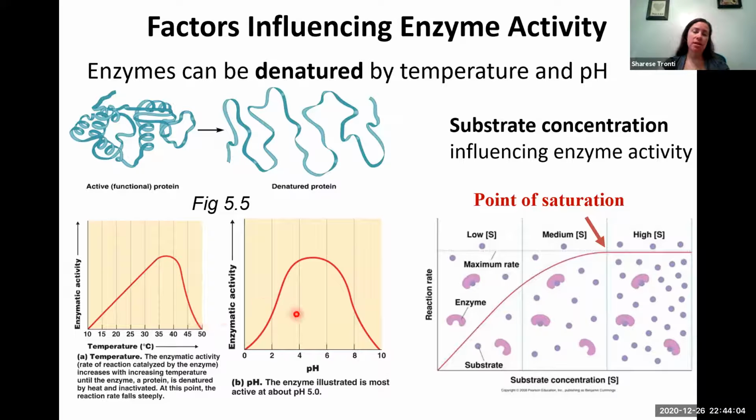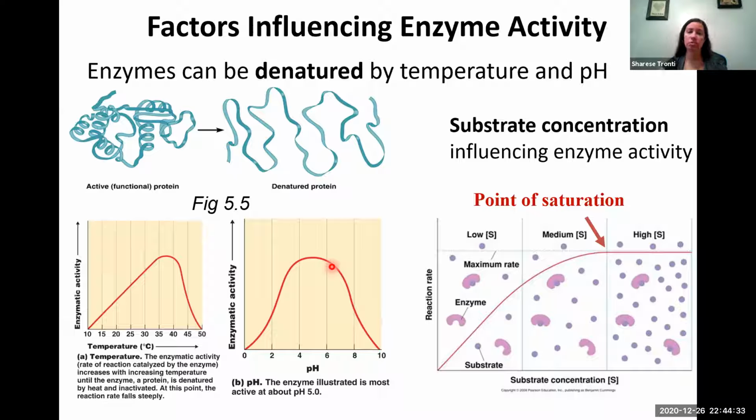Each enzyme for pH has a specific pH that it is the most effective at. And as you move further away from that pH, it's going to become less and less effective. So in this particular example, this enzyme is most effective at a pH of 7, which is a neutral pH, right? So as we go more acidic or more basic, it's going to become less and less effective.